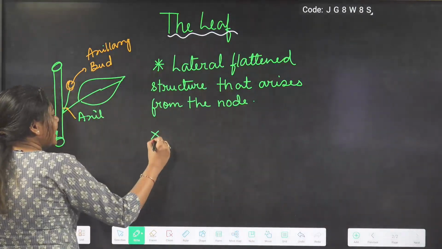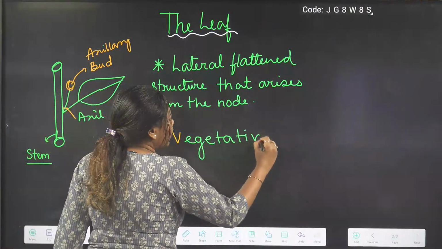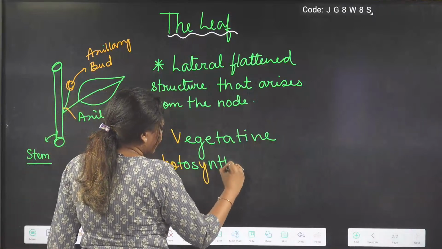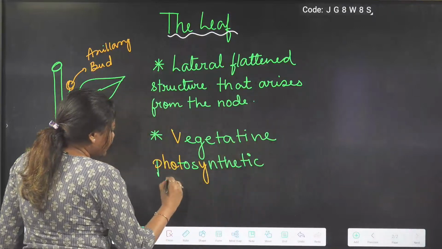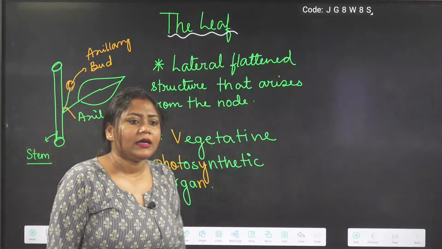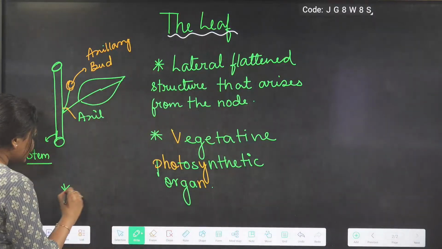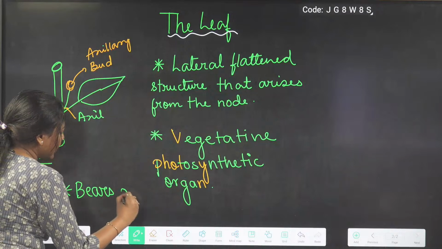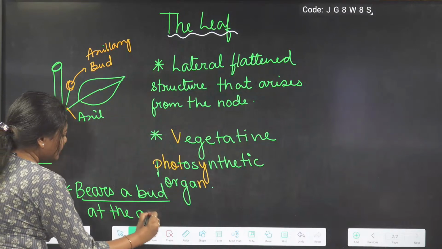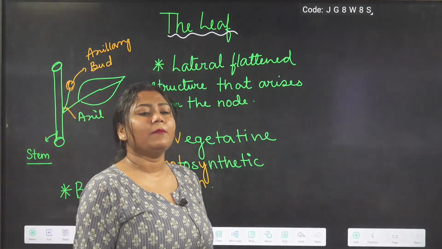What else is the characteristic of leaf? It is a vegetative photosynthetic organ. And what is the third one? It bears a bud at the axil. At the axil, a bud is found.